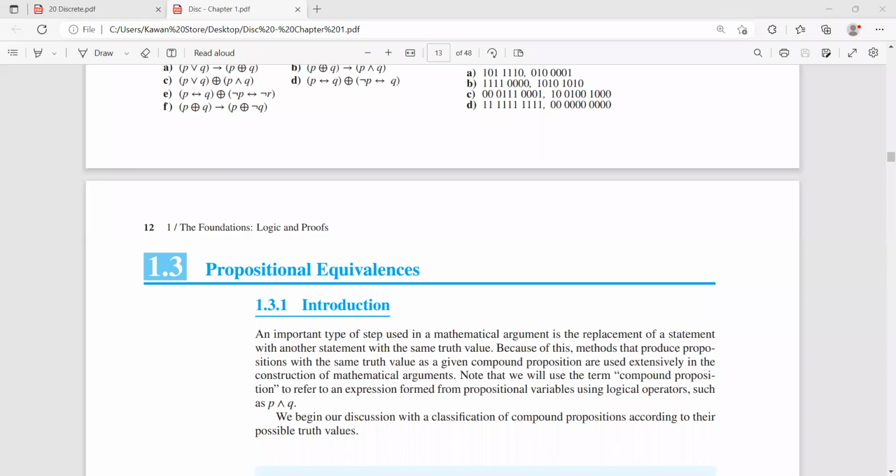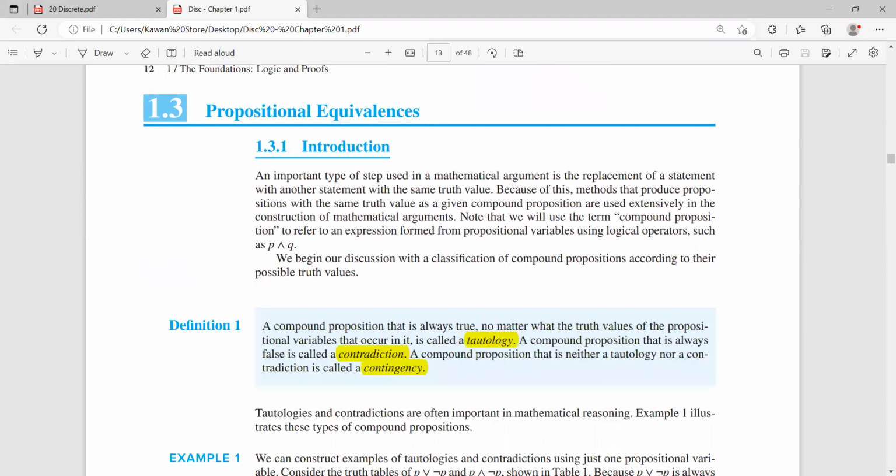Okay. Good afternoon. Today we are going to review the previous one, and we are also going to talk about new subjects. So as we have here, we have a tautology, a contradiction, and a contingency.